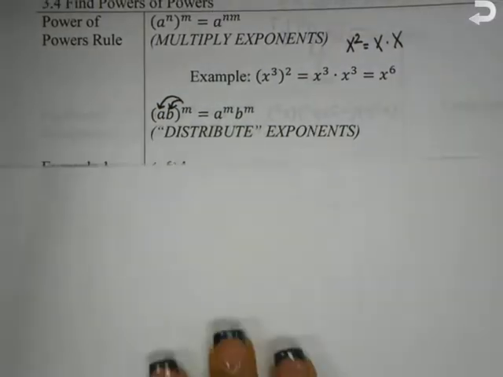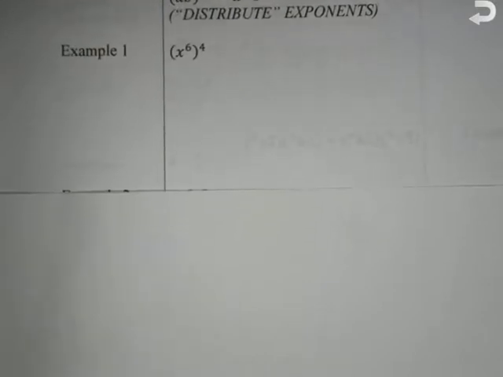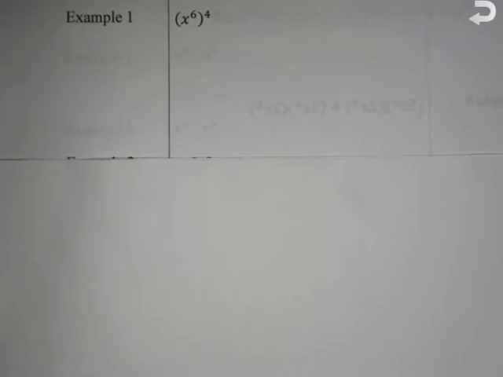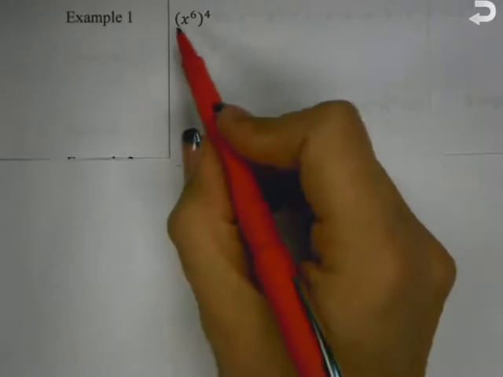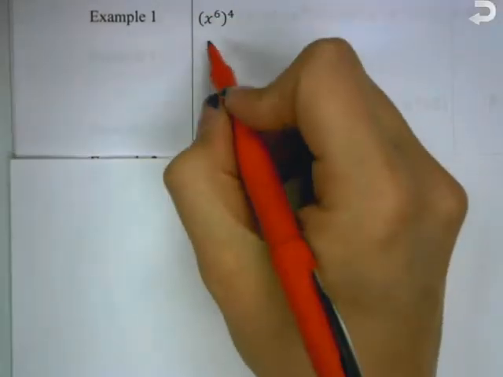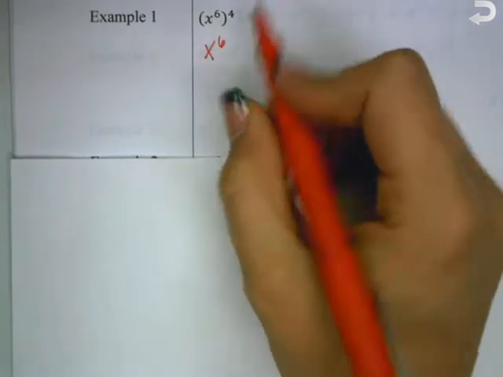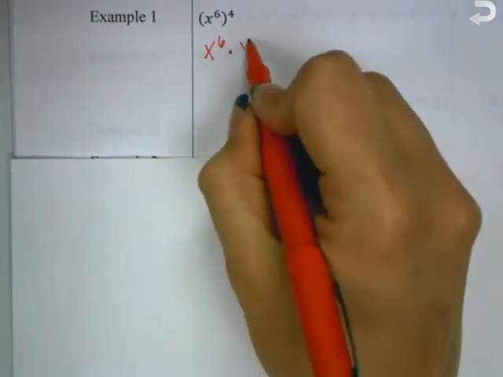So let's do example 1, x to the 6th, all of that to the 4th. Now for the first couple of examples, I'm actually going to write it out. X to the 6th to the 4th. That means that I'm multiplying x to the 6th how many times? 4. So we call this expanding. X to the 6th times x to the 6th times x to the 6th times x to the 6th.